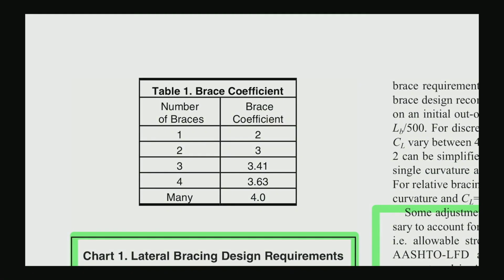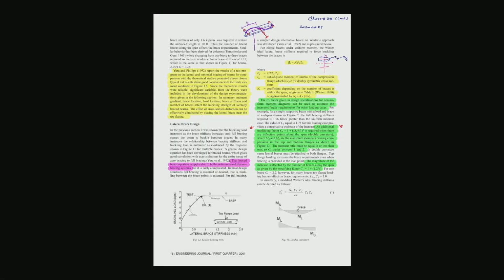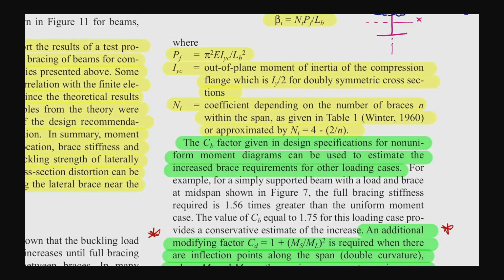So number of braces, 1 point bracing, the coefficient is 2. You brace 2, 3, 3.4, 3.6, and more than that you get 4. So these are rule of thumb numbers, and you can just make use of these numbers. It is quite easy, just a handy number, a rule of thumb. So pick it up, or if you do not want to use this, you can, this is the option.